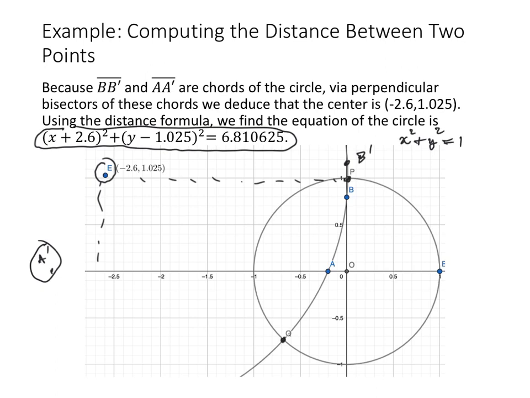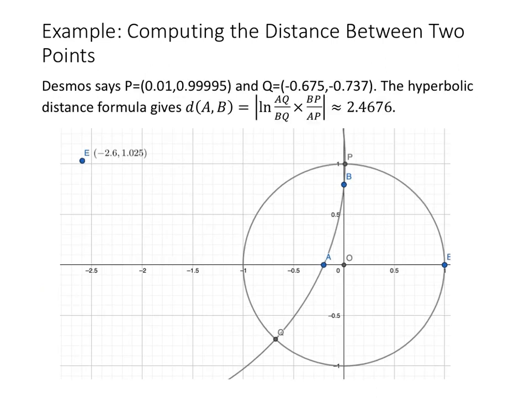Now, that could be something of a mess algebraically. But luckily, Desmos comes to the rescue. If we go into a tool like Desmos and we plot both of these circles, then we can ask it to compute the points of intersection, P and Q, and it will come back and tell us the coordinates for P and for Q. And then once we have that information, we're ready to compute the hyperbolic distance between our points A and B.